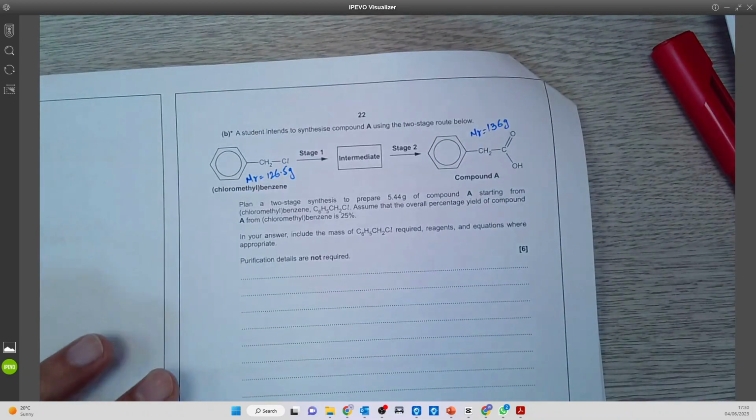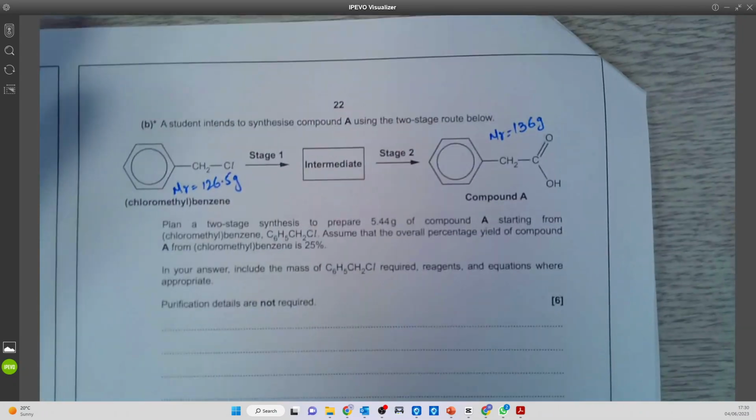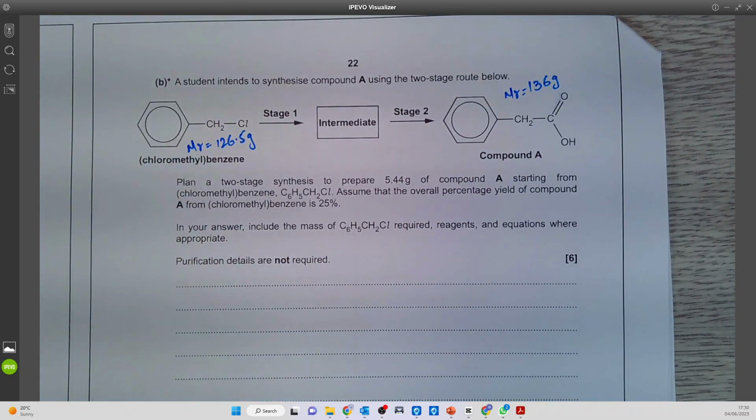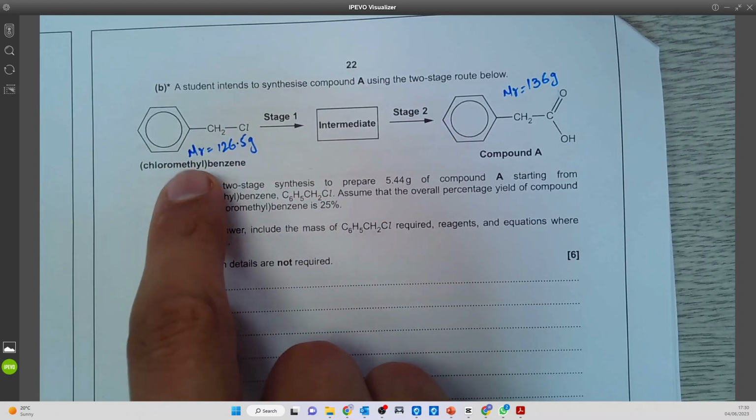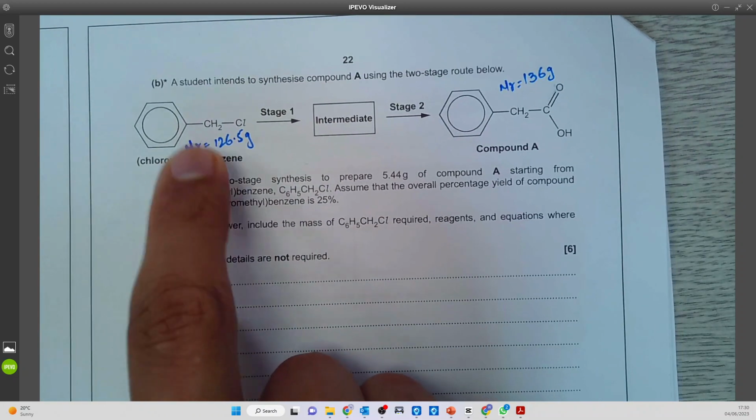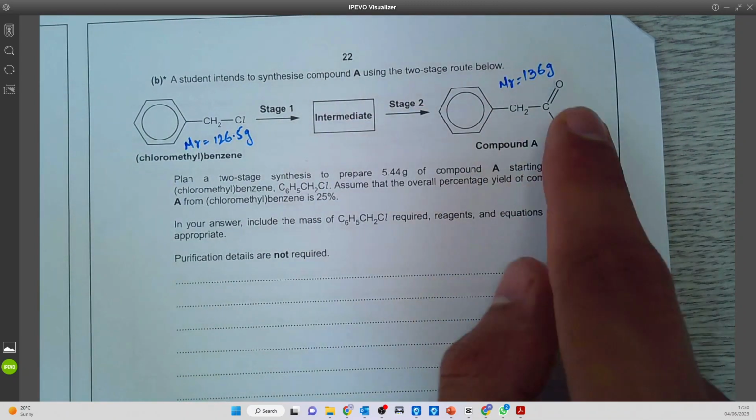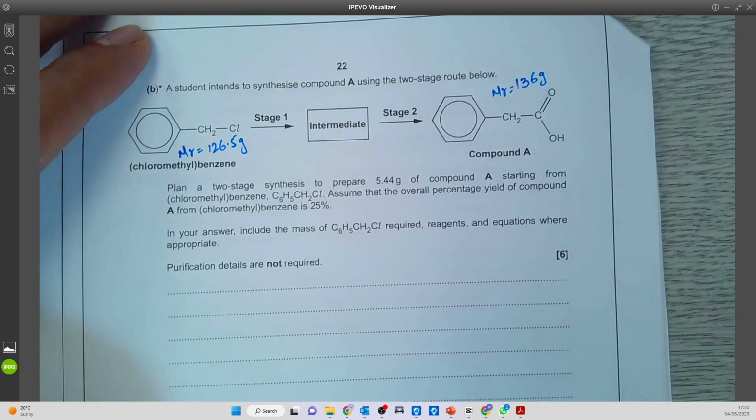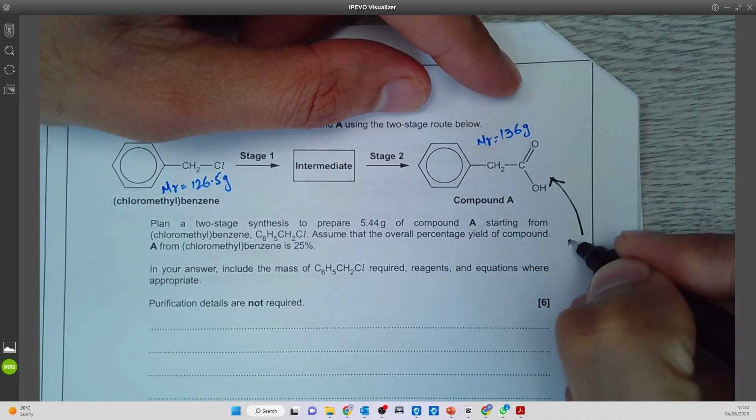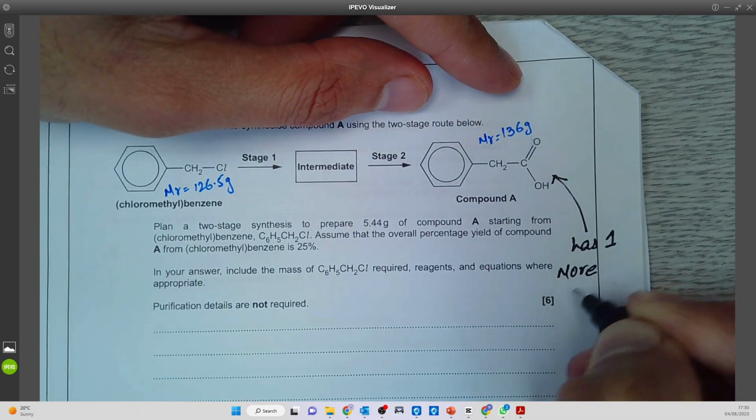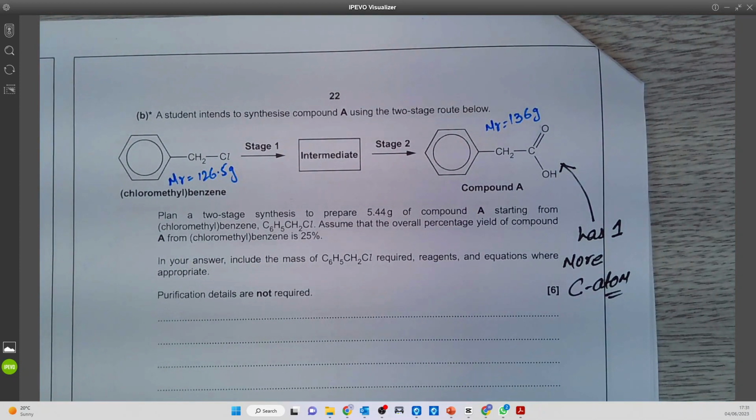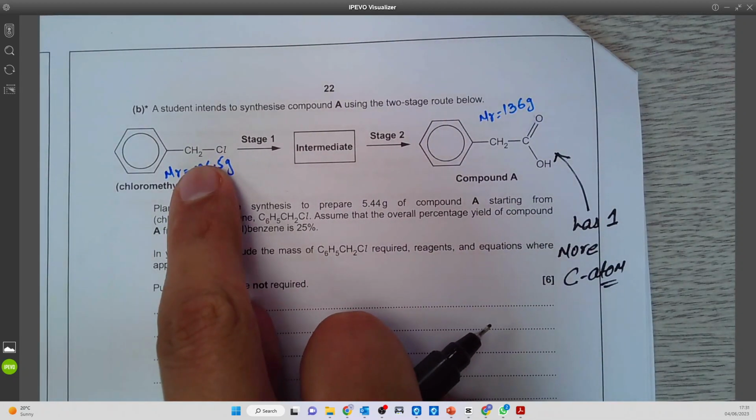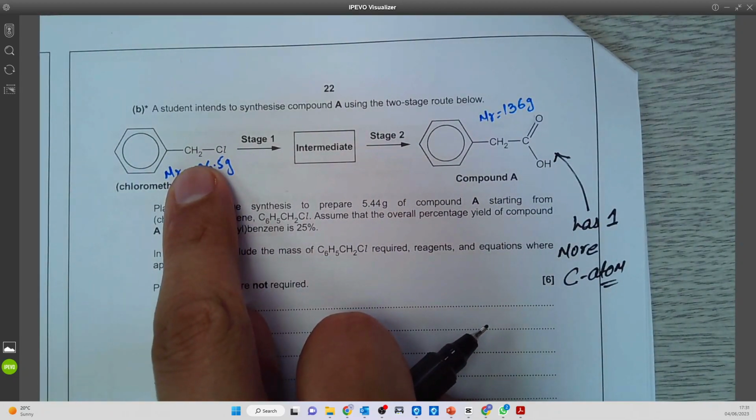Let's turn over to the next page. Now I did a little bit of working on this question beforehand. It's an important question. A student intends to synthesize compound A using the two-stage route below. You've been given chloromethyl benzene. It has changed into an intermediate first, and then this intermediate changes into this. If you look carefully between these two sides, my product has one more carbon atom. That's only possible if I make it react with cyanide. If I don't react it with cyanide, it's not going to work.